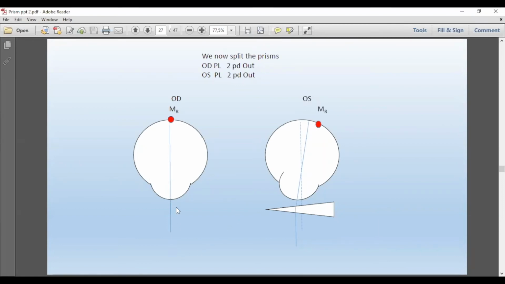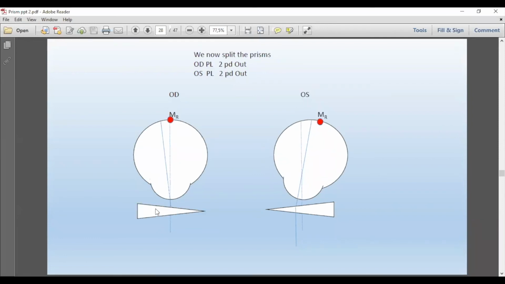So now we have to put the prism in the right eye also. Change the slide there. Right, so by changing it now, what we do over here is we've now put a base out. We just split the prism 2. So now light's going to come in this eye and it's going to bend there and miss the macula. Can you see that? So what's going to happen now?